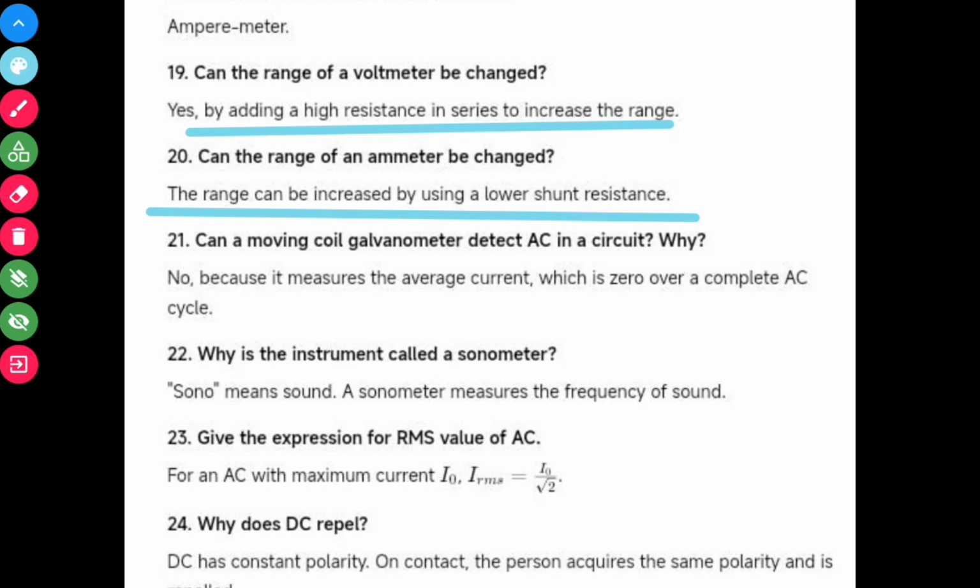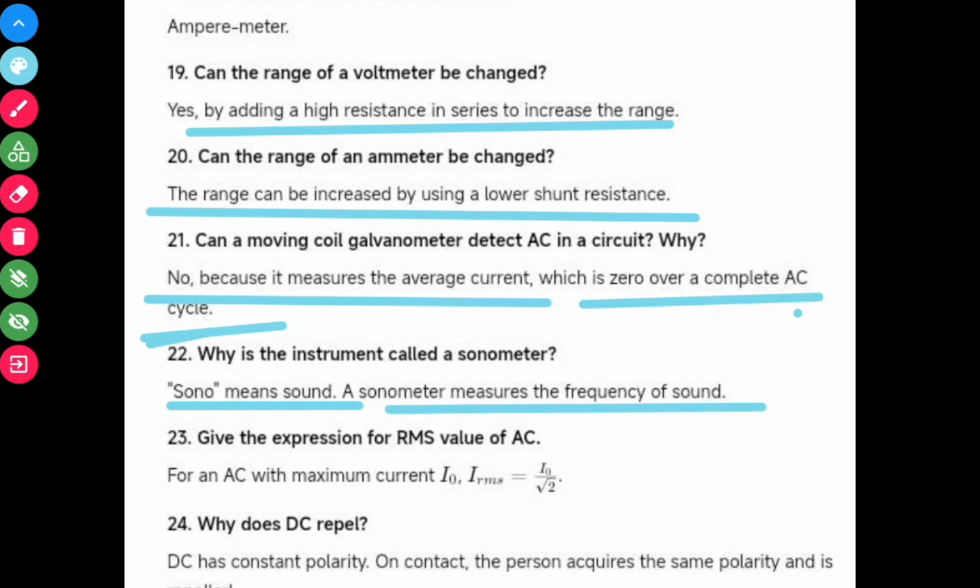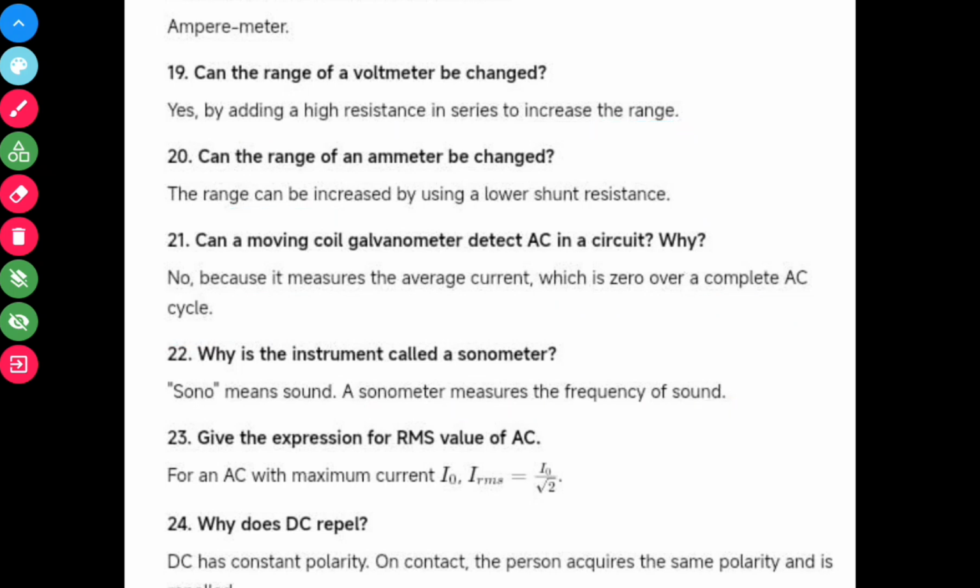Can a moving coil galvanometer detect AC current in a circuit? No, because it measures the average current, which is 0 over a complete AC cycle. Why is the instrument called sonometer? Sono means sound. A sonometer measures the frequency of sound. I RMS is equal to I naught upon root 2.